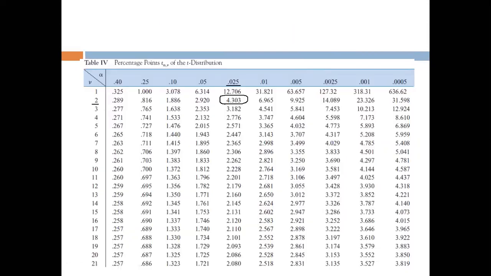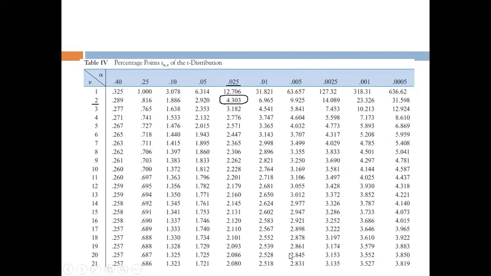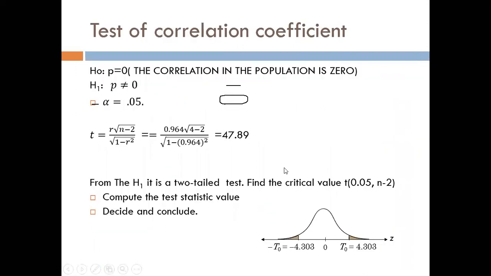Sorry, Sir, the alpha was 0.05, not 0.025. Yes, but you have a two-tailed test. Okay, sir. Always remember to always check the sign on the alternate hypothesis. So when you read, that gives us our critical values. And then the final stage is always to compare.